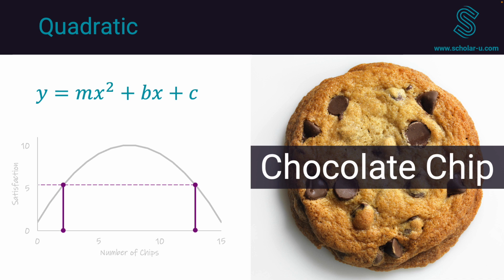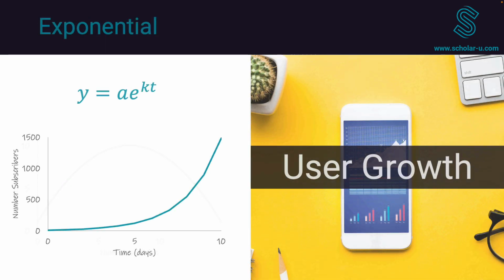Similarly, higher order polynomials can be used as well. Another type of function is the exponential. This can be observed in the subscriber base of a new product that gains popularity through word of mouth. The equation y equals a e to the power k times t describes such exponential growth, where a is the initial number of subscribers, k is the growth rate, and t is time.